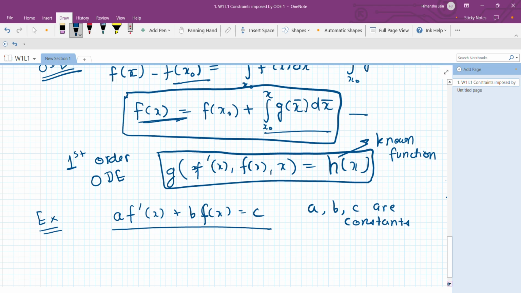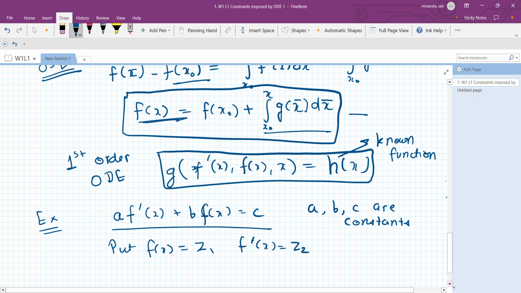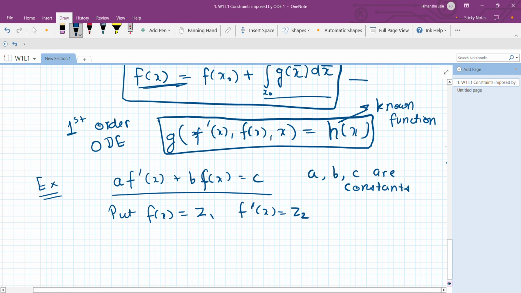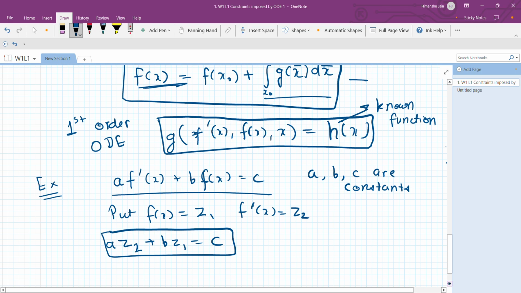So this is basically a linear equation. We can put f x is equal to say z1, f dash x is equal to z2. So the above equation will just become a z2 plus b z1 is equal to c. This is a linear equation in the variable z1 and z2.